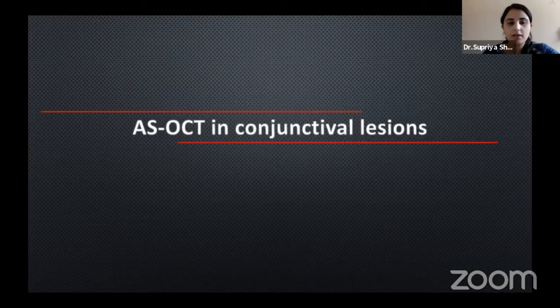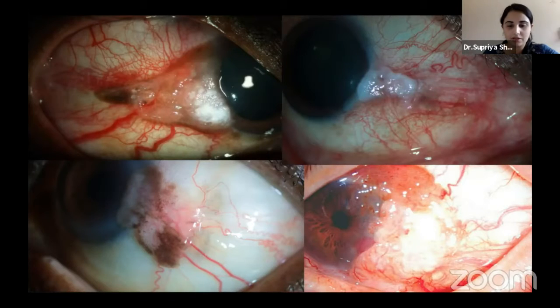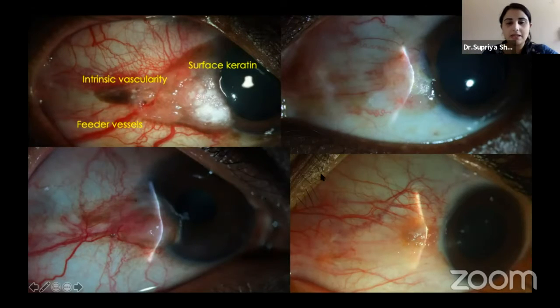The most important use of AIOCT that we come across in our practice is to differentiate OSSN from other similar looking conditions. The diagnosis of OSSN, ocular surface squamous neoplasia, is predominantly clinical because of features like surface keratin, presence of intrinsic vascularity, and presence of feeder vessels. But in a few cases like these, the diagnosis can sometimes be tricky, and AIOCT helps us in such ambiguous cases to rule in or rule out OSSN.